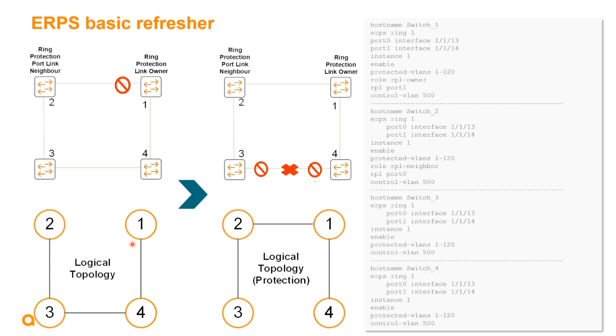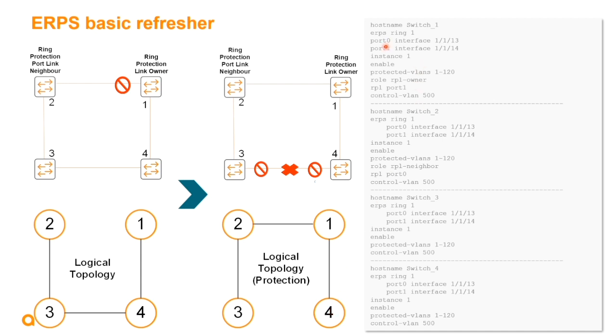Now under a failure scenario, where this link here fails, what will happen? We will get a reconvergence, and the link that is now blocked becomes unblocked for user traffic because of a failure either of a node or of a link, and the logical topology now becomes as shown in the protection environment.